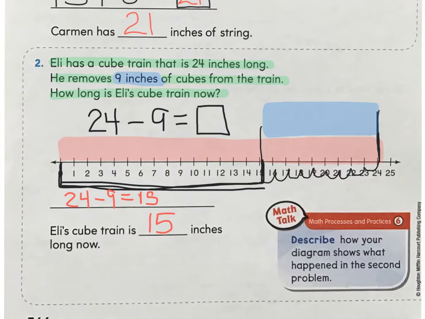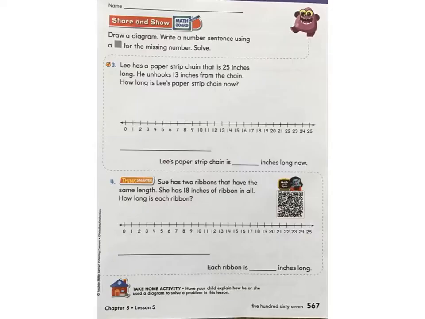Now, boys and girls, let's turn to the next page. For page 567, you're going to do this page on your own. Just like I showed you on the last page for numbers 3 and 4, you're going to draw a diagram to help you answer the problem.